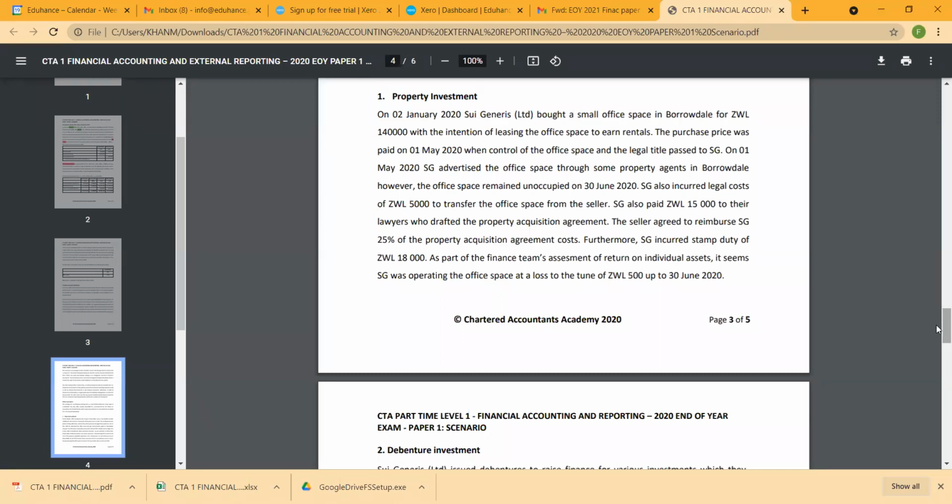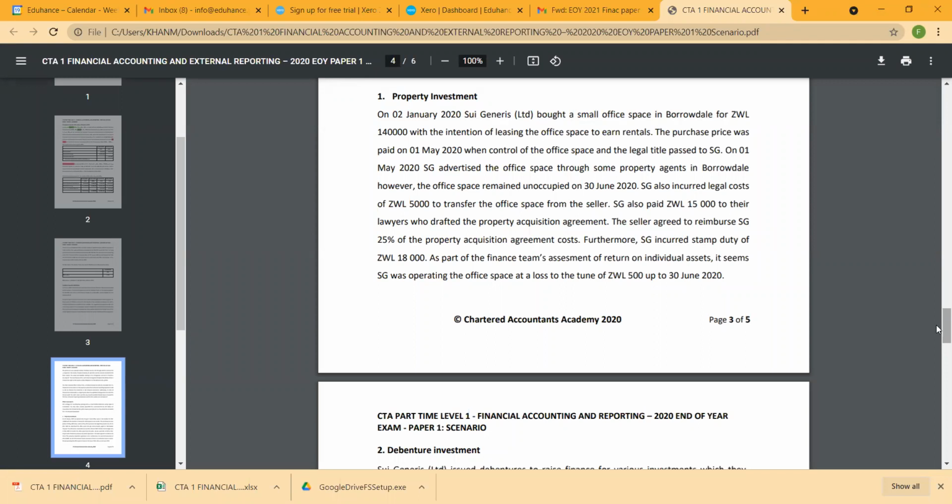Control only passed on 1 May 2020. So on 1 May 2020, we would be saying debit asset, credit bank, or credit payable. Okay, one of the two, because we have to pay for it. So either we're paying on terms or we're paying cash.